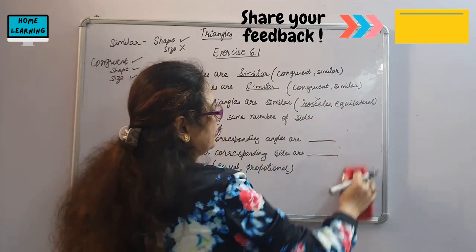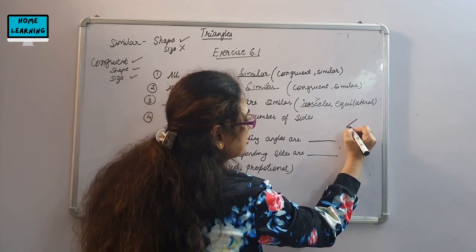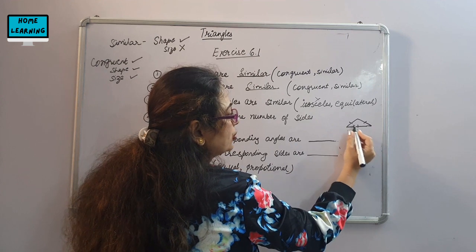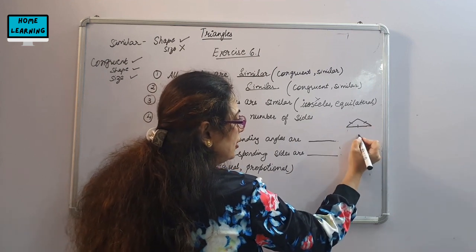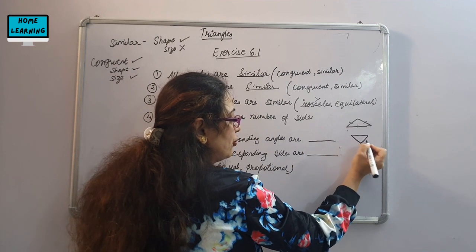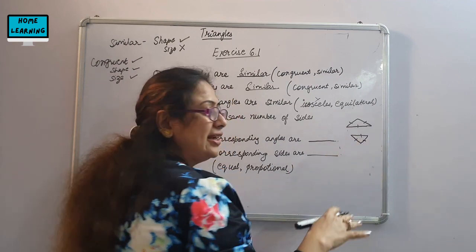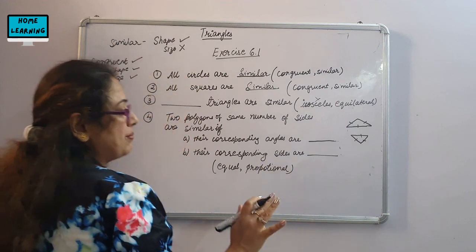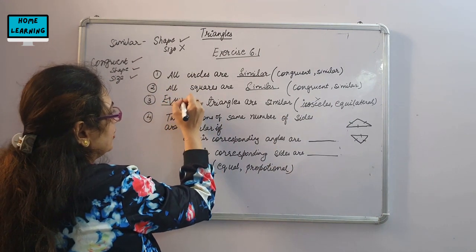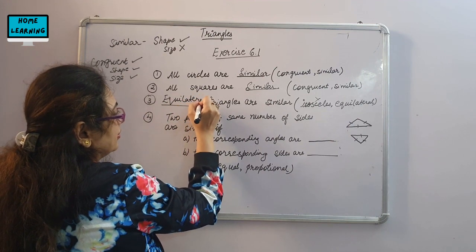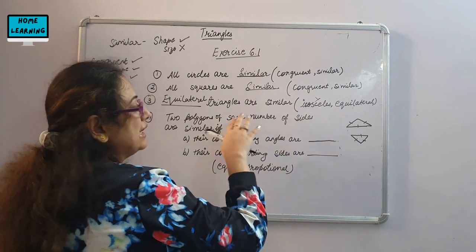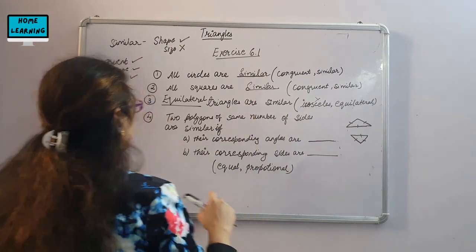Now comes the equilateral triangle. Suppose this is a triangle with all three sides equal, 4 centimeter, 4 centimeter and 4. Again, you make it either way, 4, 4, 4. Then definitely its shape will be the same. So, equilateral triangles are similar. Suppose it would have been a scalene triangle, definitely it would also be non-similar.